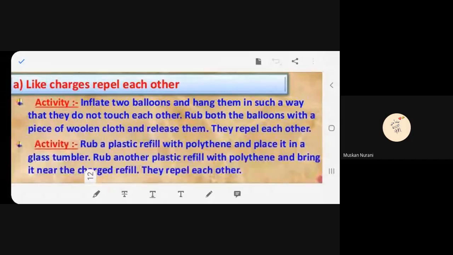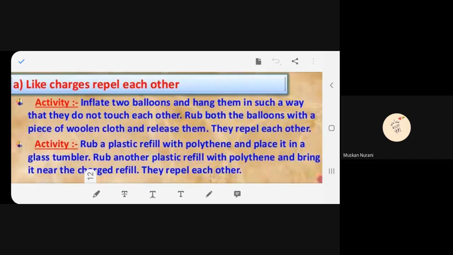Rub both the balloons with a piece of woolen cloth and release them. They repel each other. We took two balloons, blew them up, and hung them with the help of a string or a rod. Take either of the balloons and rub it with a piece of woolen cloth. Obviously, when we are rubbing it, friction is created and there are static charges.